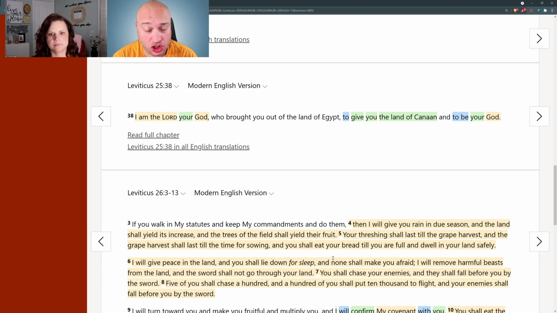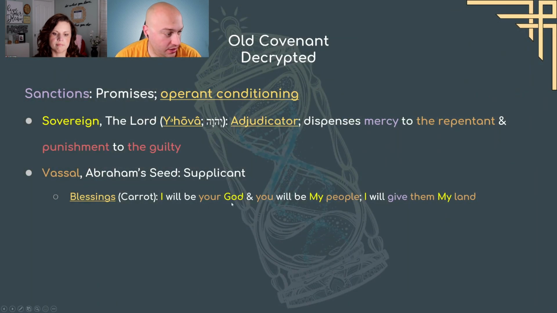The sword stays away from you. The wild beasts don't mess with you. You will always have food in its right season, and you will not get sick. Does that make sense? So, I will be your God, you will be my people, and I will give them the land.